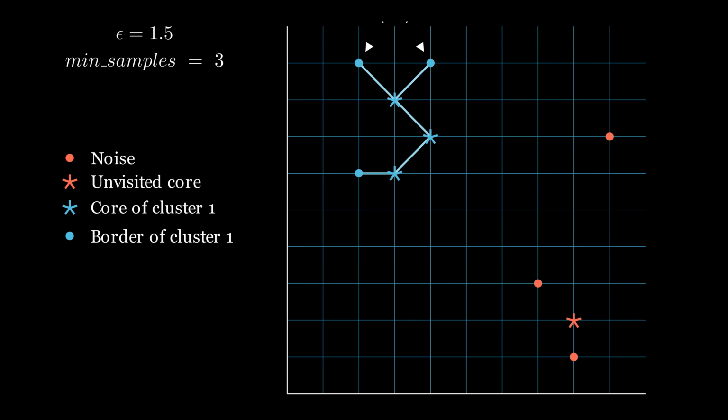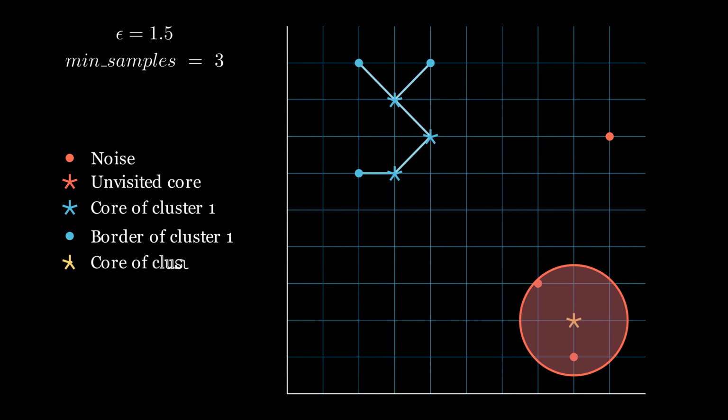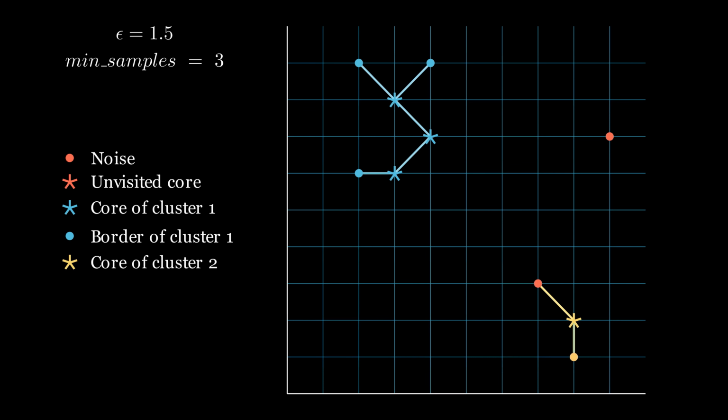Remember, a border point can belong to only one cluster. Once it is assigned to a cluster, we cannot change it. Now that we have no more connected points for cluster 1, we start a new cluster with the next unvisited core point. Again, we follow the depth-first search and process the connected points.